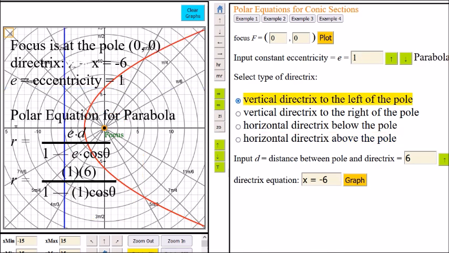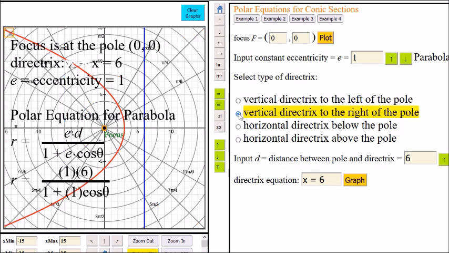Here we have eccentricity equal to 1, and therefore the conic section is a parabola. The vertical directrix is to the left of the pole. Therefore, the polar equation will be r equal to ed divided by 1 minus e cosine of theta. Vertical directrix to the right of the pole, the equation will be r equal to ed divided by 1 plus e cosine of theta.